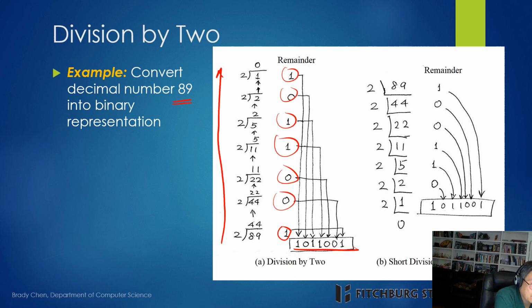So we can go from the top. 89 divided by 2, and you record the quotient and record the remainder. And then 44 divided by 2, you record the quotient and record the remainder. So we're just doing this using the short division format, and then we can get the same result. It's just a different division form. So it's a short division. You're going to save some space, and it's easier to understand.